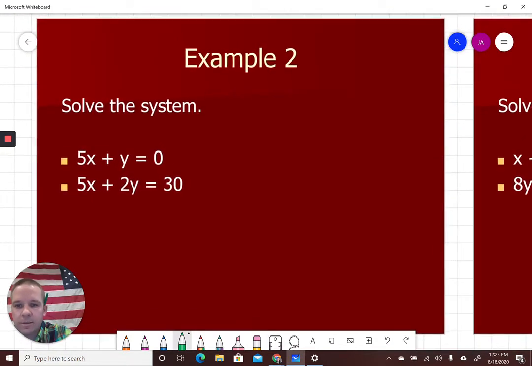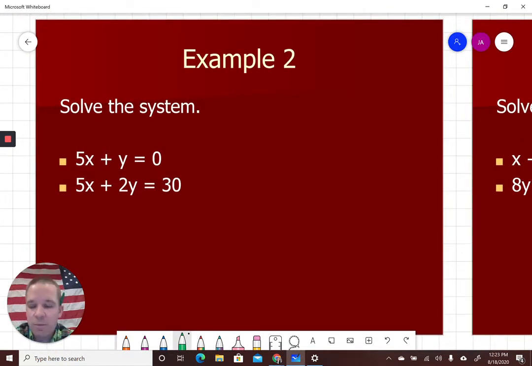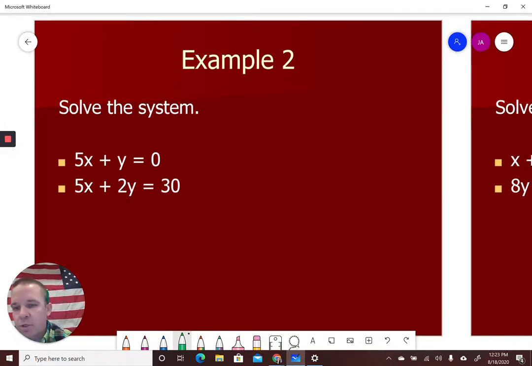All right. So this one here is not set up right away to use elimination or substitution. I'm going to choose, again, to use elimination on this one. And I'm going to go ahead and multiply one of these by some number to get something to eliminate. I'm going to take a look at this top one. I'm going to multiply everything by a negative 1. Why am I doing that? Well, that's going to create negative 5x minus y equals 0.